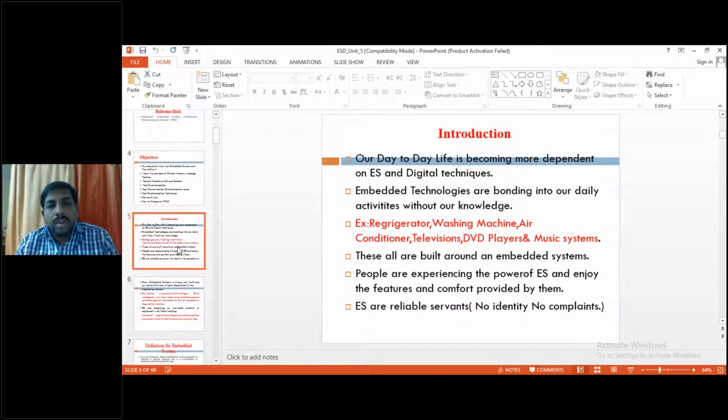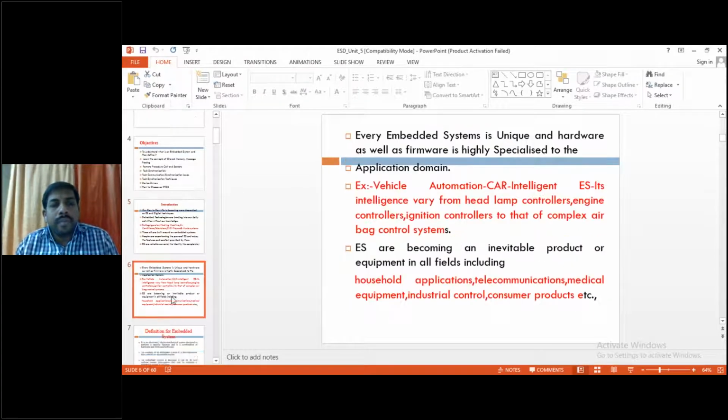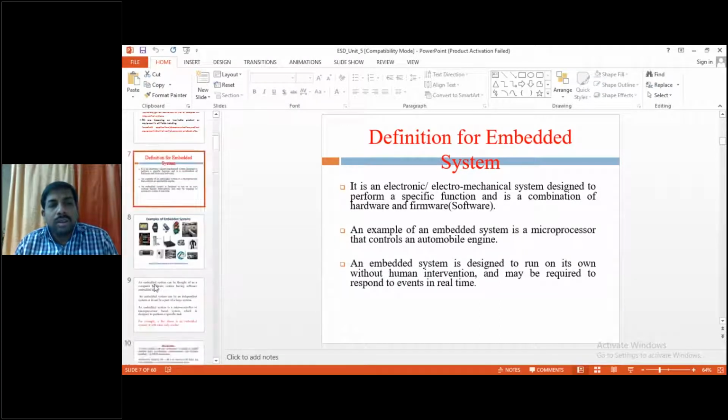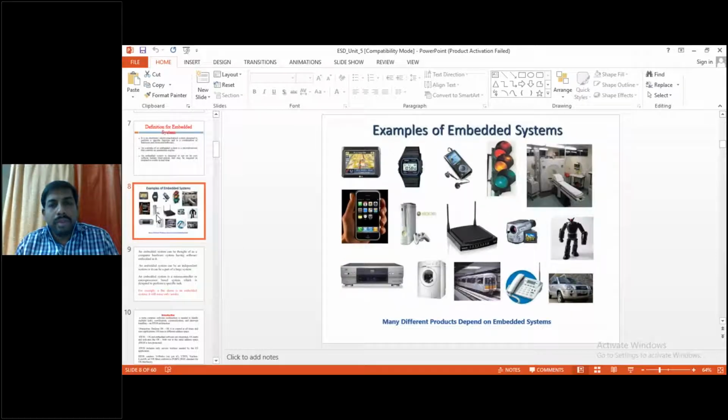So you know what is an embedded system. An embedded system is a unique system, a combination of hardware and software doing a specific task, and all medium and large scale embedded systems will depend upon the RTOS, which defines the way a system must perform. So an embedded system is an electromechanical system doing a specific function. These are the examples of embedded systems.